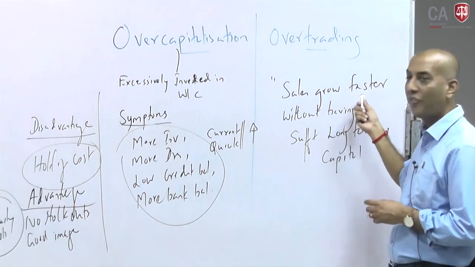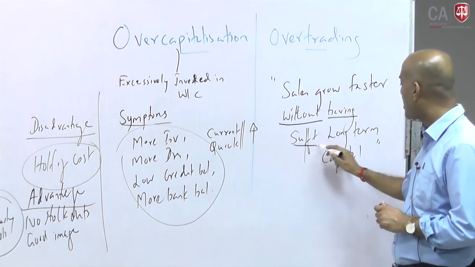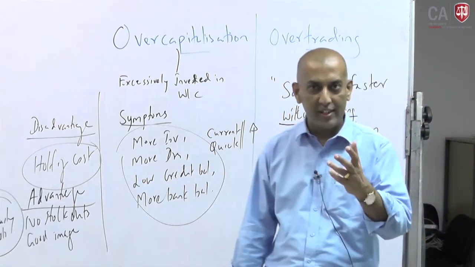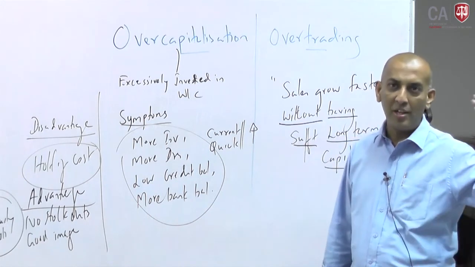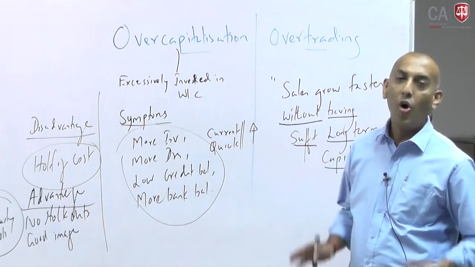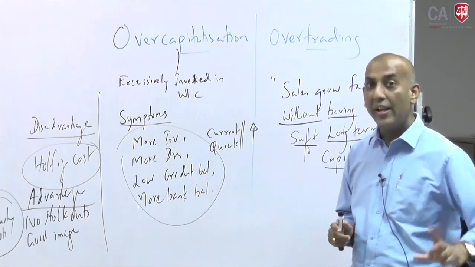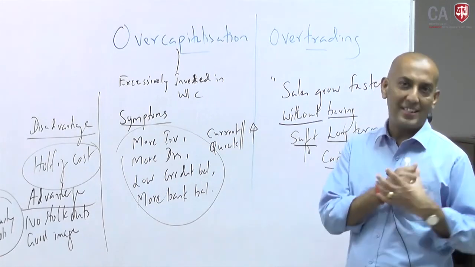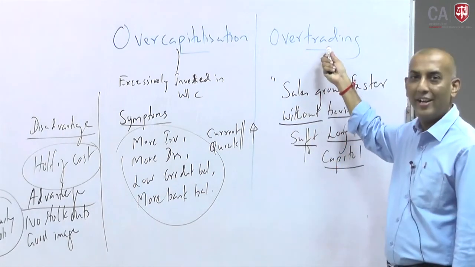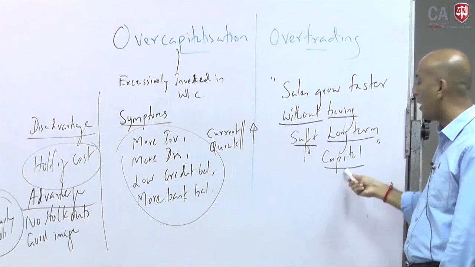But when you have faster sales growth, underline the sentence, without having sufficient long-term capital. Everyone knows that in order to grow faster, you need to invest. As I mentioned, land and building, factory, machinery, inventory, debtor balance, bank balance, you have to invest. All those investments are long-term in nature. It's a good thing, you invest. But if you invest all that with short-term financing, not long-term, then you are in overtrading.